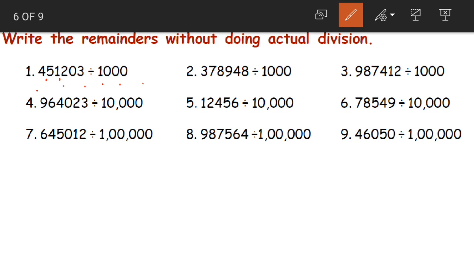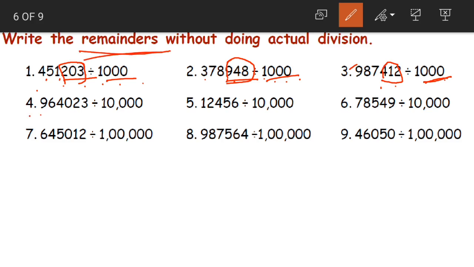This is 4,51,203 divided by 1000. See children, 3 zeros, so the last 3 digits 203 become our remainder. Now coming to question number 2, 3,78,948 divided by 1000. Again 3 zeros, so the 3 digits 948 become our remainder. Coming to question number 3, 9,87,412 divided by 1000. 3 zeros, so the last 3 digits 412 become our remainder.